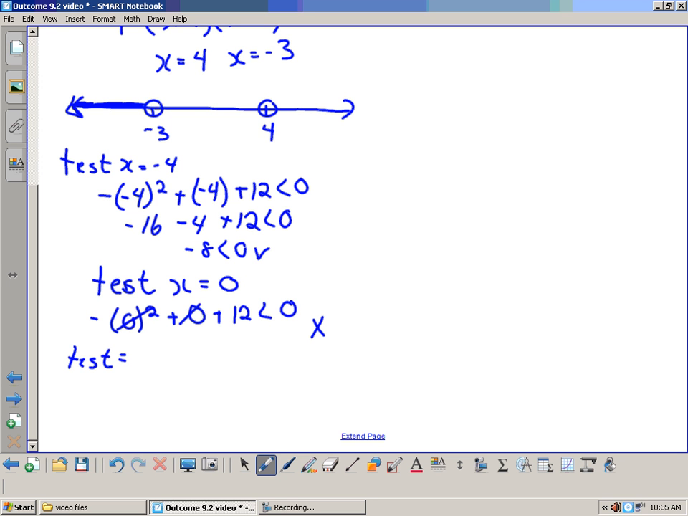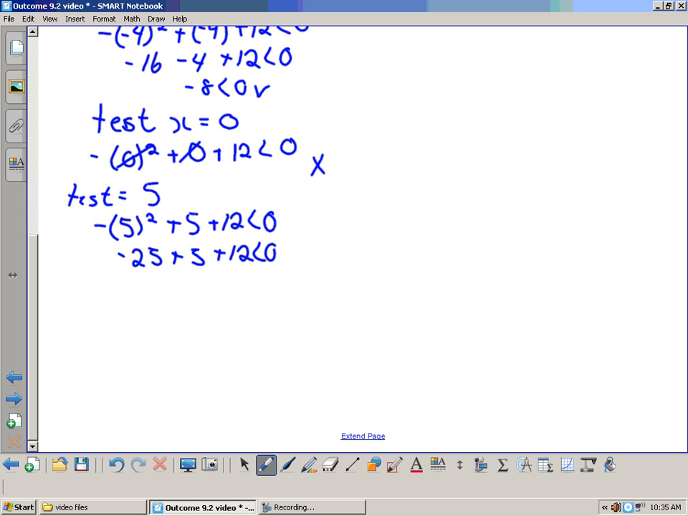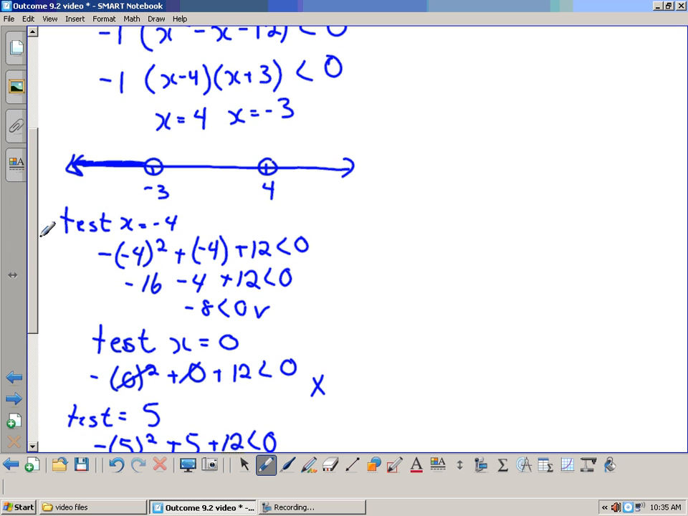So picking a value that's greater than 4, I'm going to test positive 5. I end up with negative 5 squared plus 5 plus 12 has to be less than 0. 5 squared is 25, so I have negative 25 plus 5 plus 12 has to be less than 0. This gives me negative 25 plus 17 is less than 0, which is true. And so if I go back up to my number line, that means that all of my values greater than 4 are also included in my solution set.